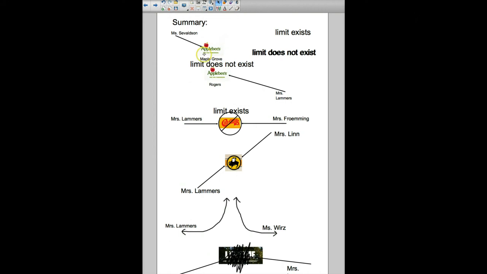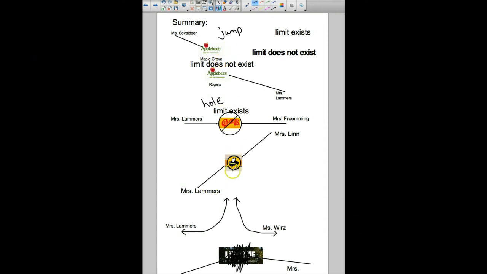This would be a graph with a jump, where the graphs approach 2 different numbers, a big jump in the graph. So let's label this jump and label this hole. So if a graph has a hole, the limit exists. If a graph has a jump, the limit does not exist at the point where there's a jump.